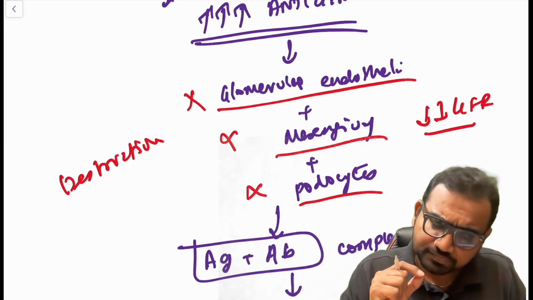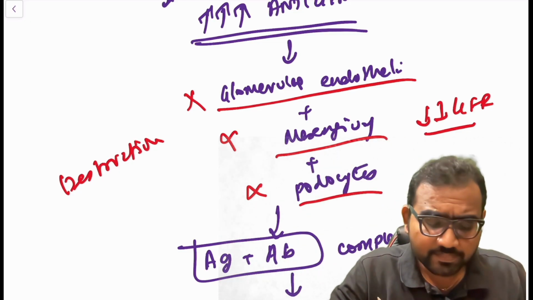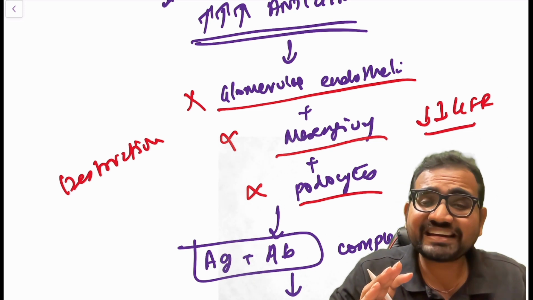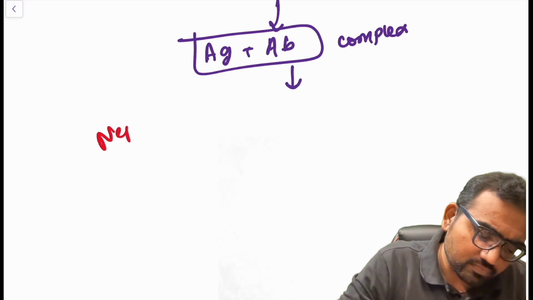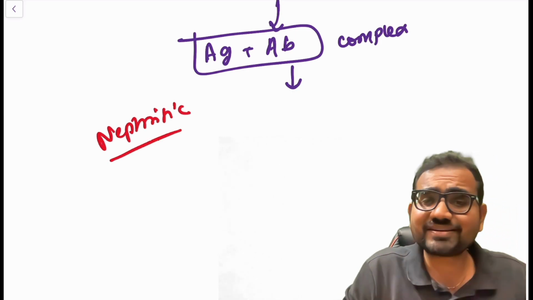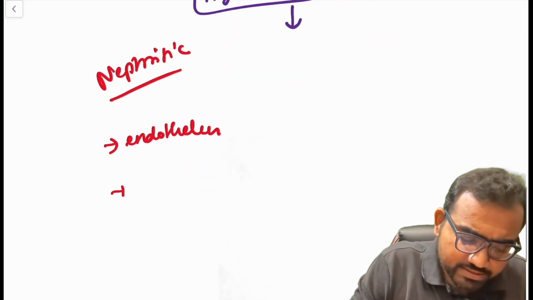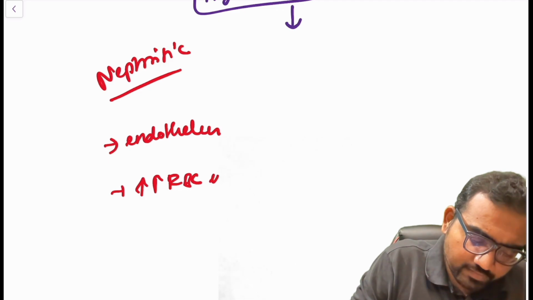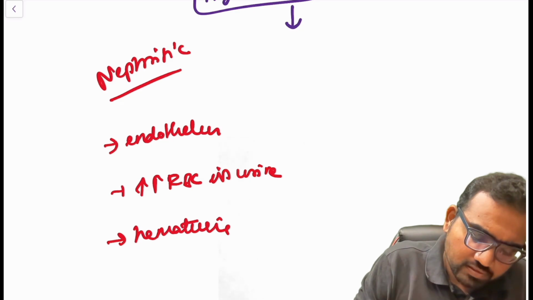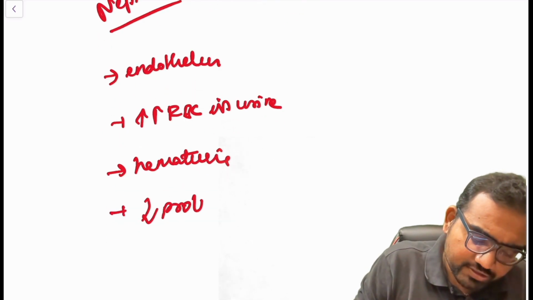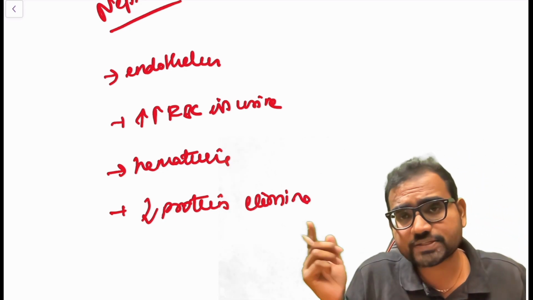So this is what happens in glomerulonephritis. It makes sense, right? Now I'm going to tell you a very simple difference between nephritic syndrome and nephrotic syndrome. See, nephritic syndrome is going to result in damage of the endothelium. So when there is endothelial damage, there is going to be increased RBC in the urine, there is going to be hematuria, and there is going to be decreased protein elimination. Why? Proteins depend upon podocytes and the glomerular filtration membrane.